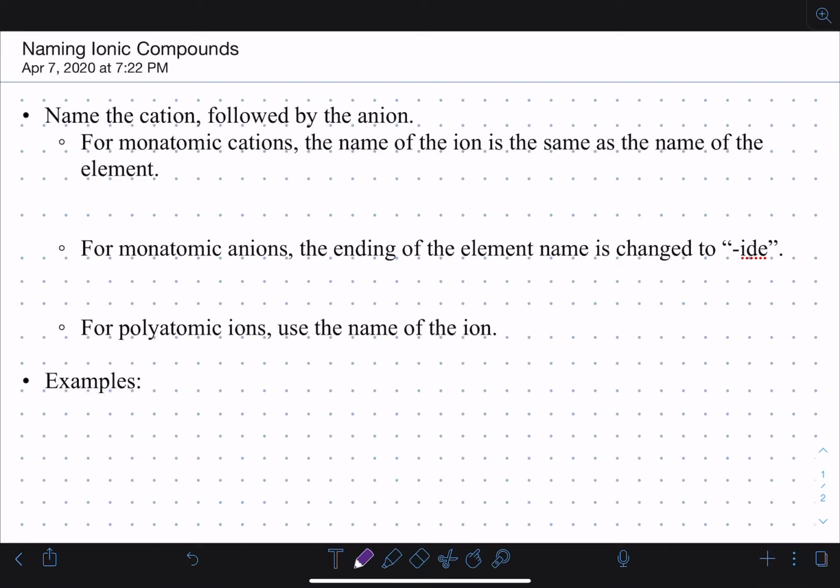For monatomic cations, that means just one atom of one element, the name of the ion is exactly the same as the name of the element. So for example, Na+ is just called the sodium ion. So in our name, it's just going to say sodium. Ca2+ is the calcium ion. So nothing in our name actually changes.